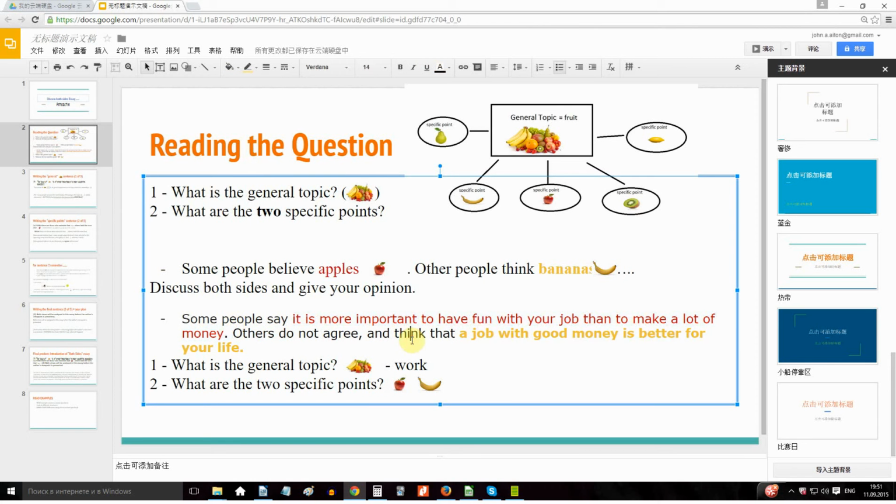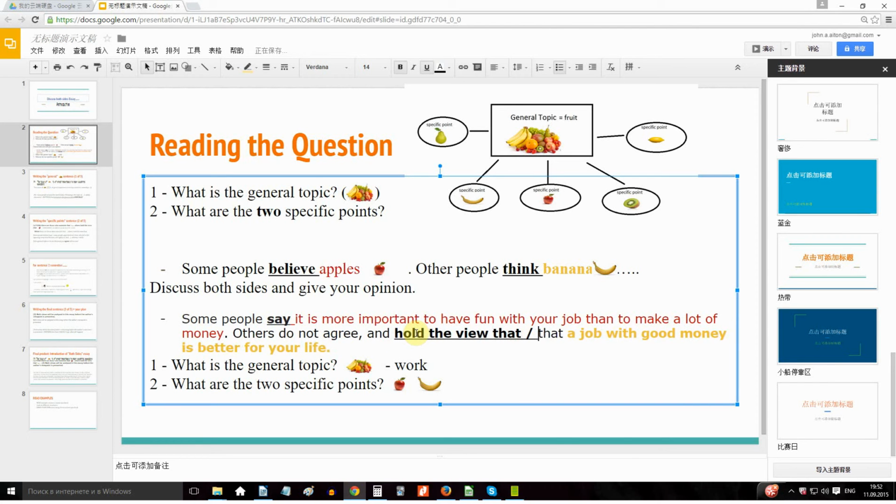There are 2 points. One thing I want to tell you, how can you find these 2 specific points? Well, generally they come after a verb that projects. For example, after believe, after think, after say. Or maybe a different one: hold the view that, or be of the opinion that. These are all projecting our opinion. That is where we can find the 2 specific points.